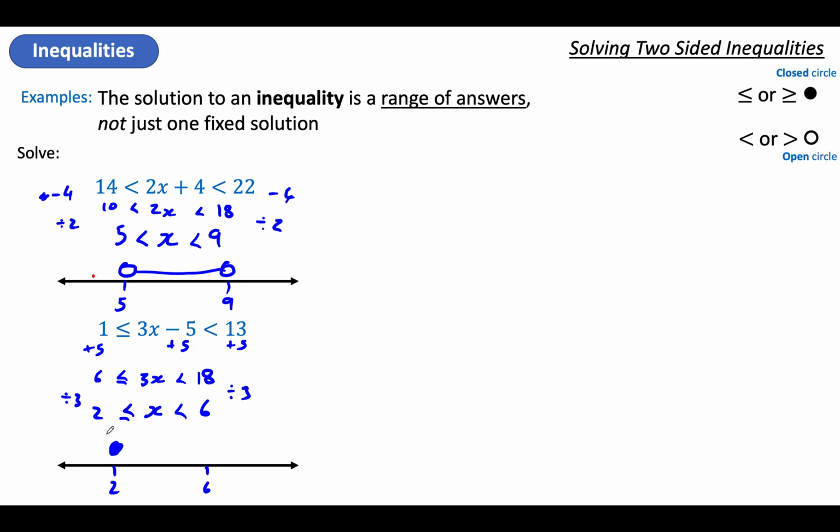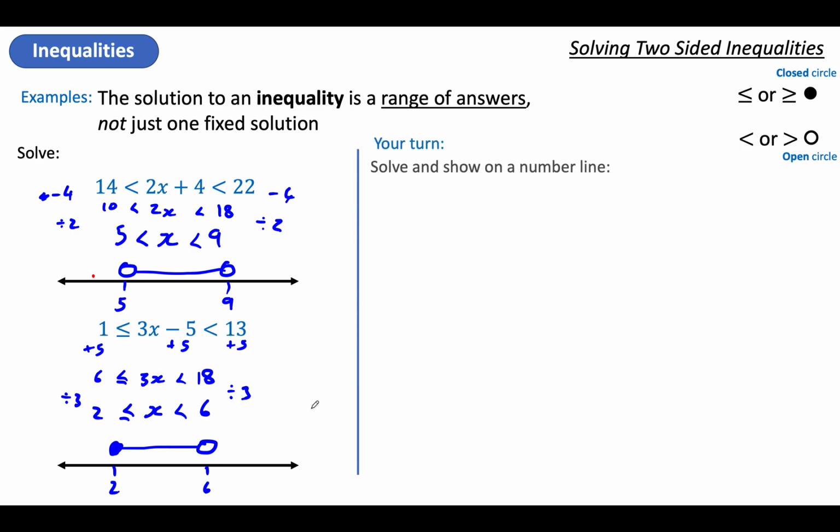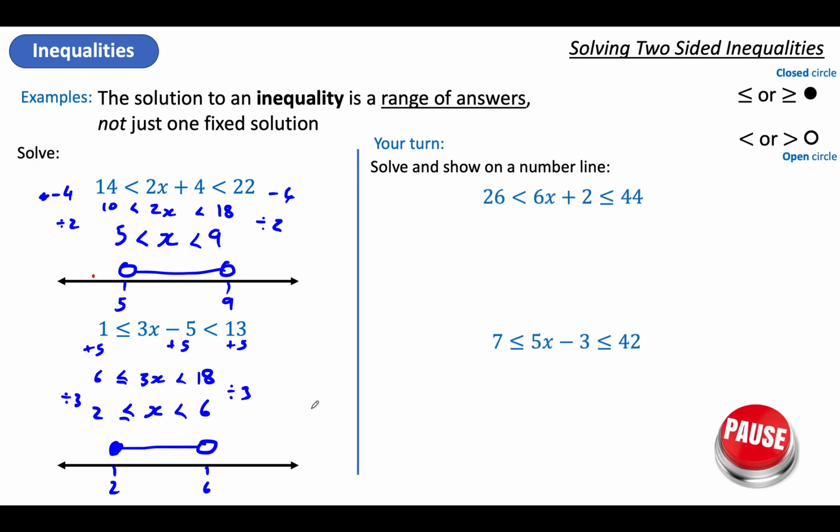Now, filled in circle on the bottom boundary because it's got an equals, but the top one doesn't. It's only less than 6. So no filled in circle there. Draw a line between. Right, come on, we're nearly there now. Nearly there. 2 for you to do. Please do number lines as well. Then we'll do a few more. And then we can go do some practice and we're done.